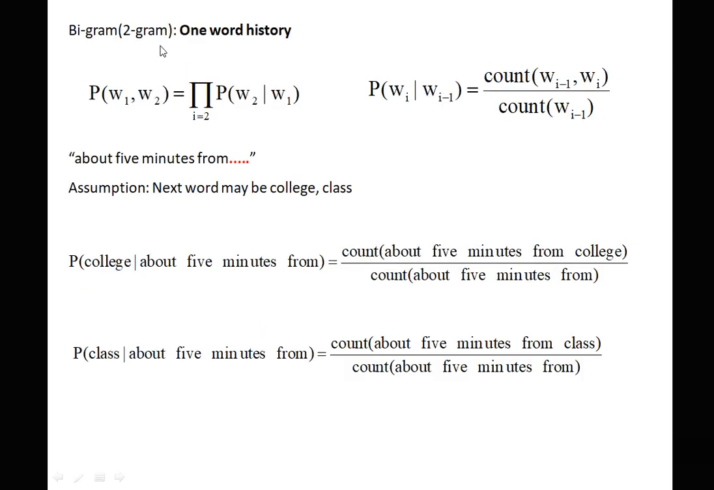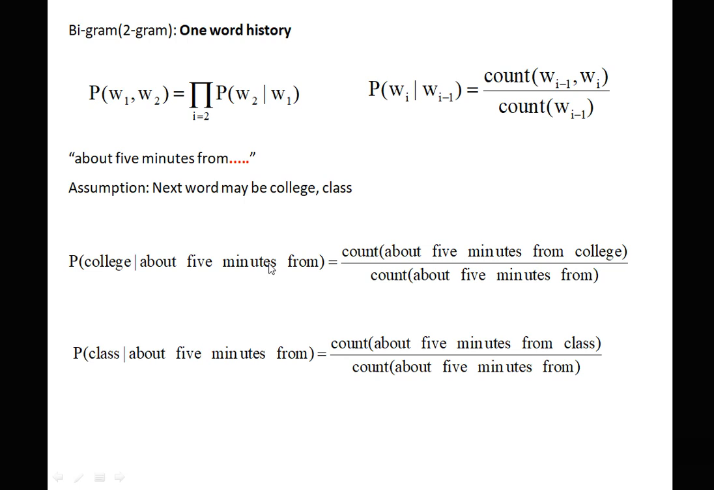Now see the bigram, that is 2-gram model. Here one word of history is used. The probability formula becomes probability of W2 given W1. This formula can be represented as count of Wi minus 1, Wi divided by count of Wi minus 1. Wi minus 1 is the previous word and Wi is the word which is to be predicted. Now "about 5 minutes from". Here we assume that the next word may be college or class. Now the formula becomes probability of college given "about 5 minutes from" is equal to count of "about 5 minutes from college" divided by count of "about 5 minutes from". Here Wi minus 1 is "about 5 minutes from" and Wi is college. So we write the equation like this, and similarly we can write the equation for class also.